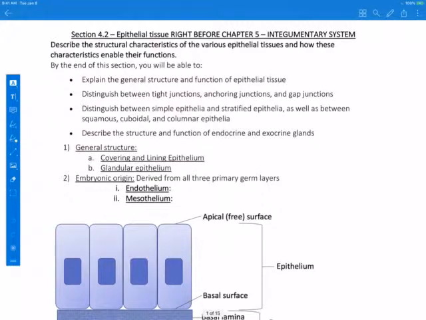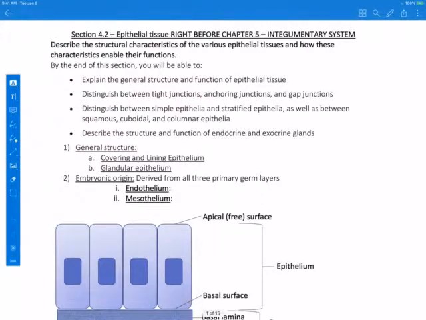It's also important to mention the embryonic origin of epithelial tissue. You'll recall we've discussed the three primary germ layers that arise during the embryonic period of human development. The ectoderm leads to cutaneous tissue. The endoderm becomes most mucous membranes. Most mucous membranes are derived from endoderm. And then the epithelium that lines vessels and open spaces within the body, all of that derives from mesoderm.